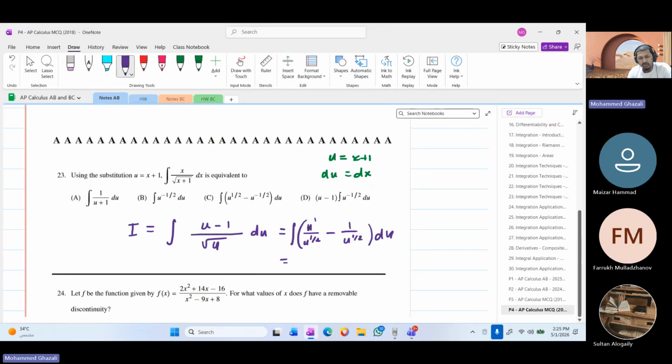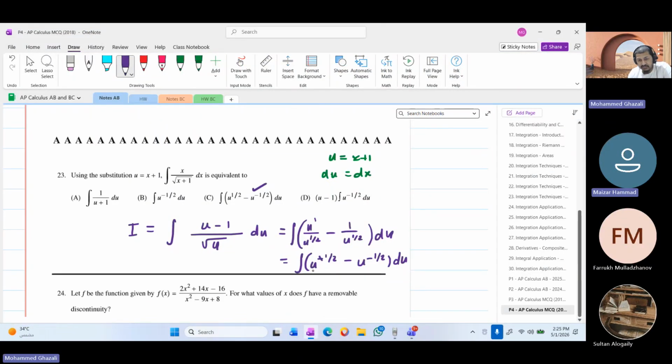What's u to the power 1 divided by u to the power half? 1 minus half gives u to the power positive half. And the other term is u to the power negative half. You just use splitting. Where's the answer? C. What was difficult about this? Nothing. That's how you're going to evaluate this integral.